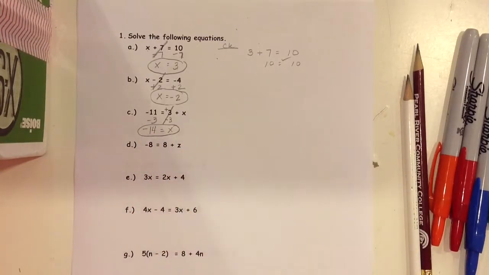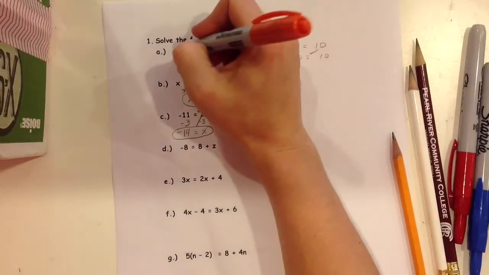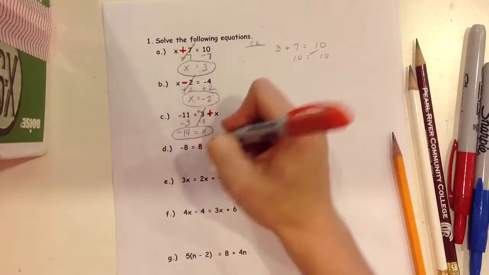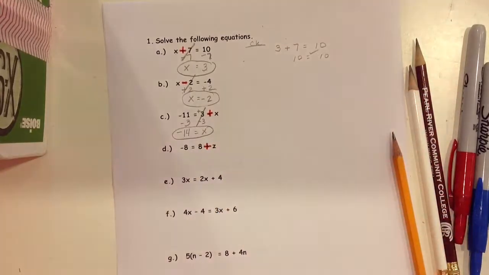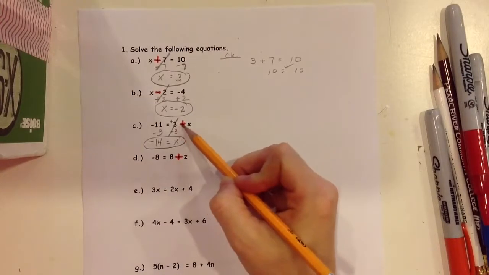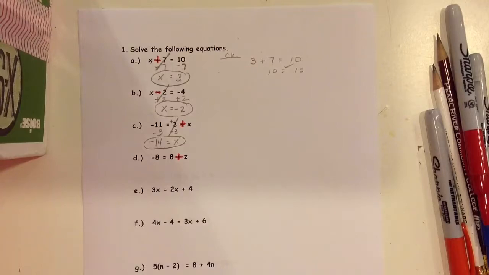So whatever is with the x, you just want to move it over. So if you have addition or subtraction, and when I say addition or subtraction, I'm talking about here, addition, subtraction, addition, addition. These are things that are beside the variables. So when you have addition or subtraction right there beside the variables, you want to do the opposite operation of whatever that number on the other side of that addition or subtraction to get it away from that variable.